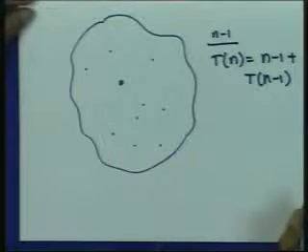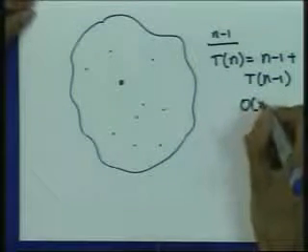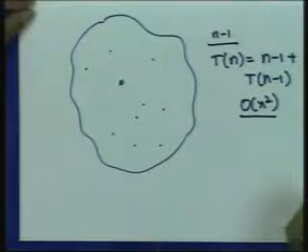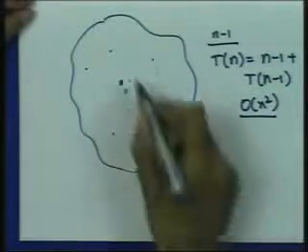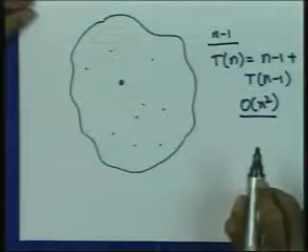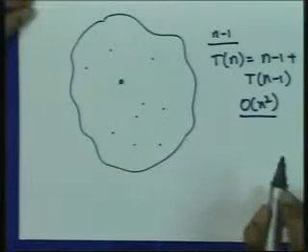Okay, this will lead to order n squared. Okay, you can check this. Well, can I get rid of some of these points now? You could, if you could do the following.